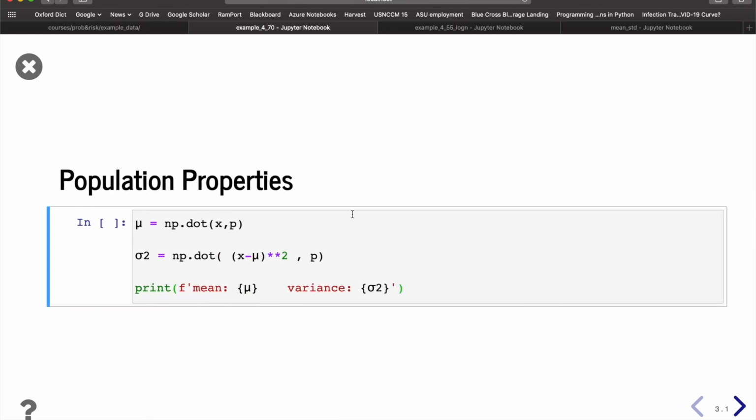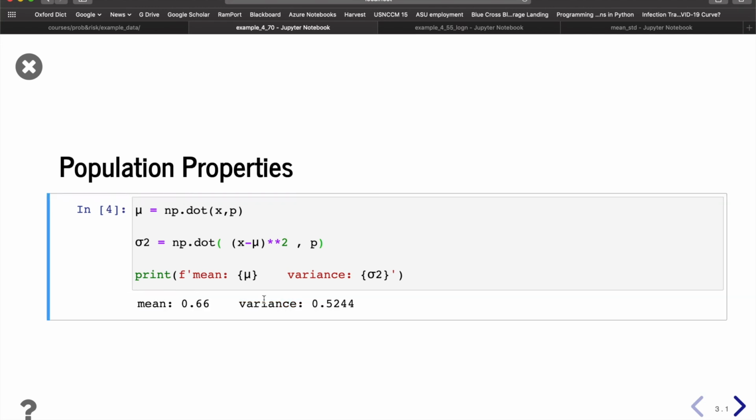Now the population properties, so we have that mu is equal to the dot product between x and p vectors, and sigma squared, the variance, is the dot product between x minus mu squared. So this square is for every single element in this vector, and dot product the probability, and then I'm printing the values. So let's execute. So we have the mean is equal to 0.66 and the variance equal to 0.5244, and this is for the population.